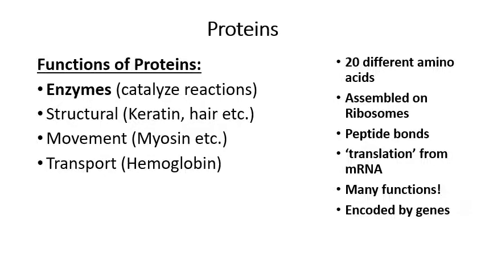Okay, so what are the functions of different proteins? Some of them are enzymes that catalyze reactions. Some of them are structural, like keratin, for instance, that makes up hair and fingernails. Some of them are involved in movement, like the protein myosin, which is the main constituent of muscles. Some of them are involved in transport, like hemoglobin. Hemoglobin is a globular protein that is responsible for moving oxygen around the body.